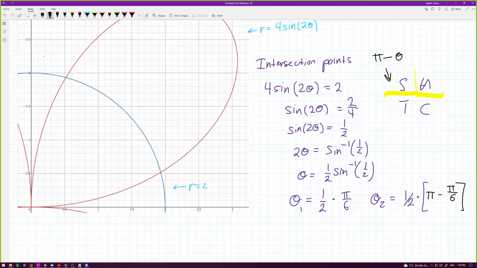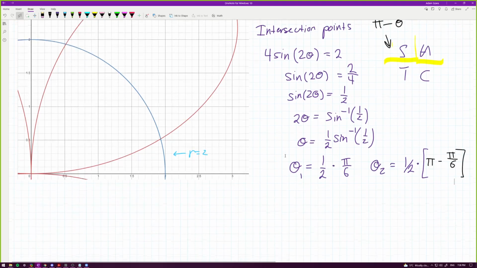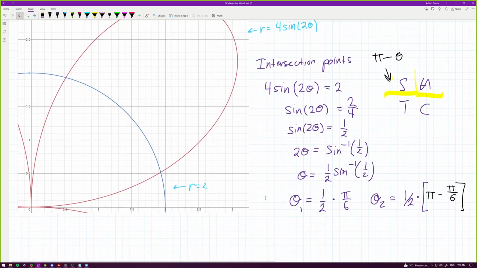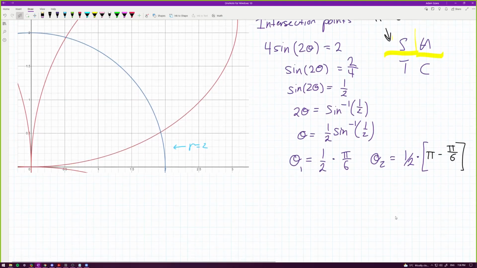That's what I'm trying to find right now. What are the intervals? I'm trying to find the intersection points to be able to determine the intervals. That's what I'm doing. The bounds. Okay, so now we have this theta 1 and theta 2. Now I can just actually calculate this.